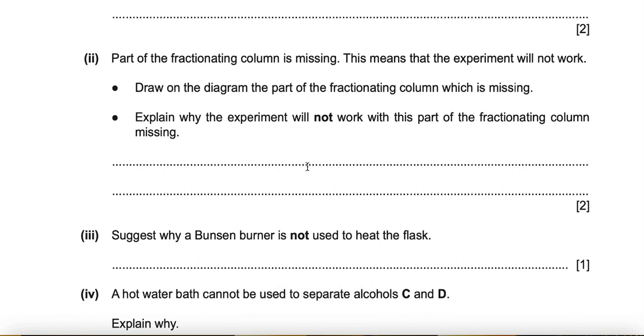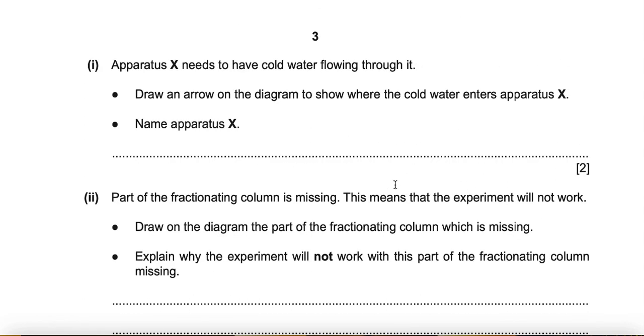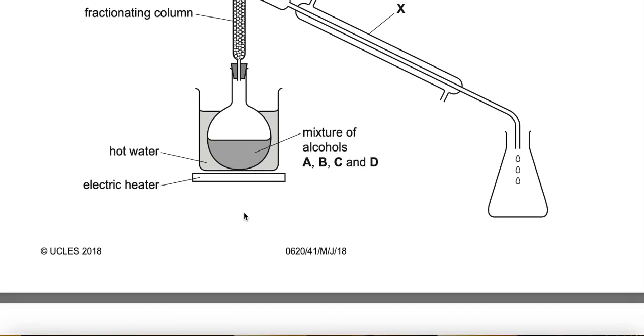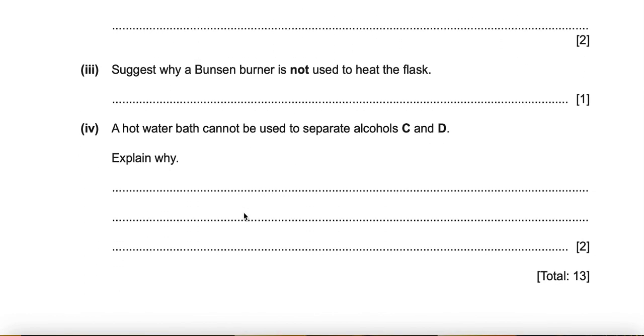Roman figure 3: suggest why the Bunsen burner is not used to heat the flask. Let's take a look at it. If you look, we are using an electric heater. We are not using the Bunsen burner to heat the flask. You know why? Because alcohol can be flammable. The mixture of alcohol is inflammable.